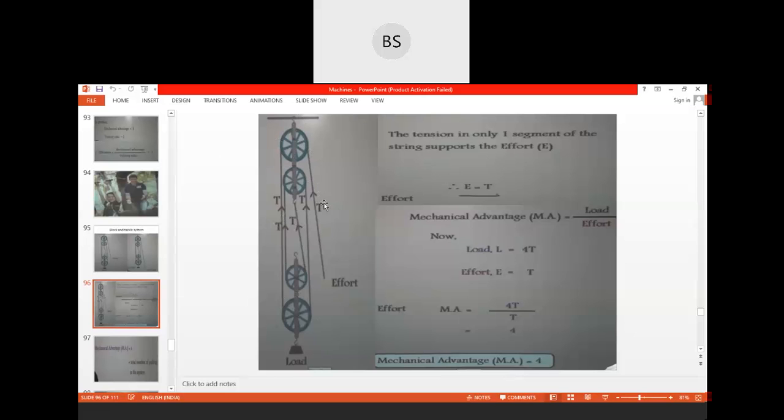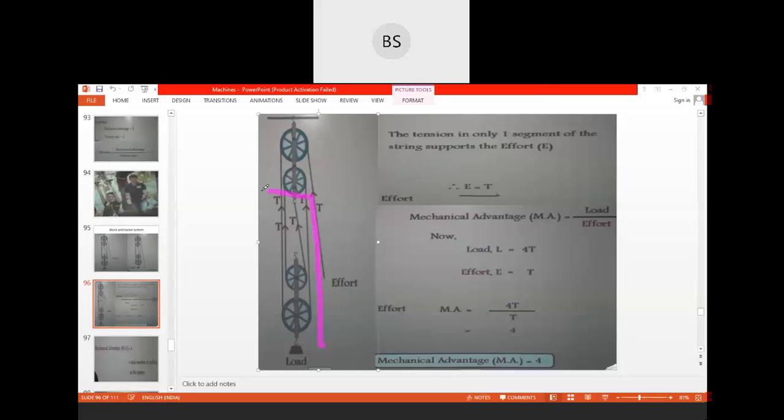The meaning of this is that for effort only one T is there, because the effort is applied on only one segment of tension in the rope. So E is equal to what? T. Always E is equal to T. Now let us see how many times T is there for load. Load is supported by how many strings? See now, the load is supported by this string, by this string also, and by this string also.